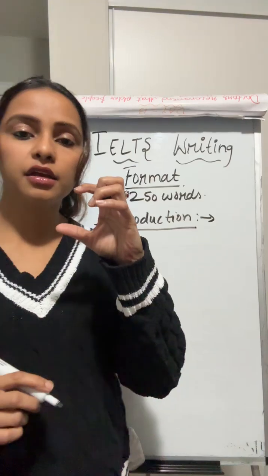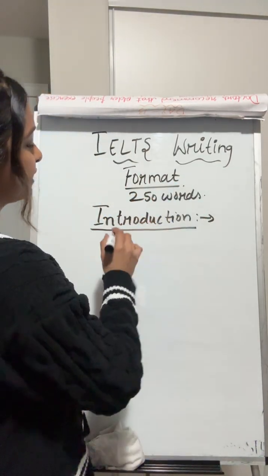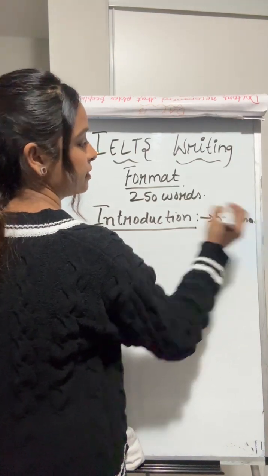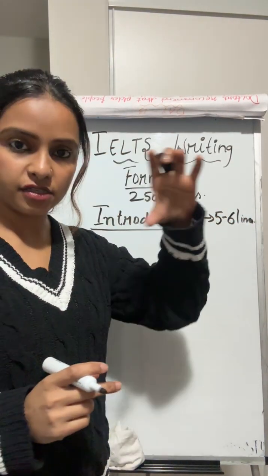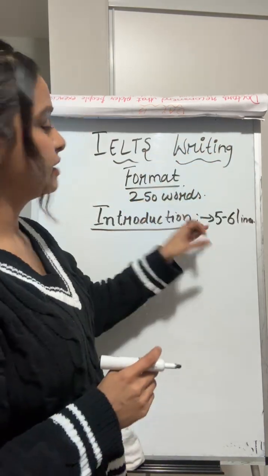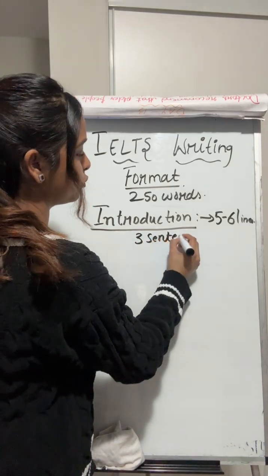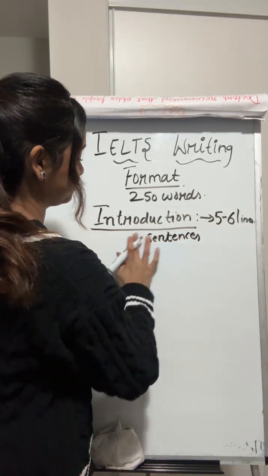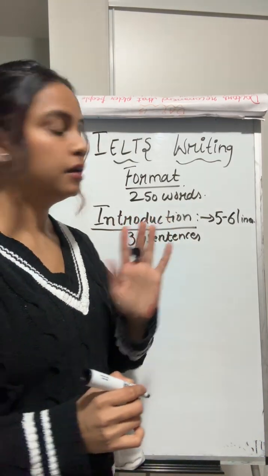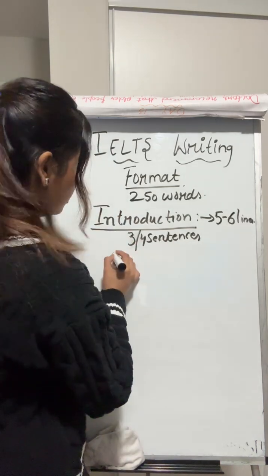Always start with a brief paragraph, which is the introduction paragraph, and its length should be 5 to 6 lines of the page where you're writing. Sentences can be 3 maximum, 3 or 4 sentences in the first paragraph only. So the introduction should be of just 5 to 6 lines and 3 to 4 sentences.